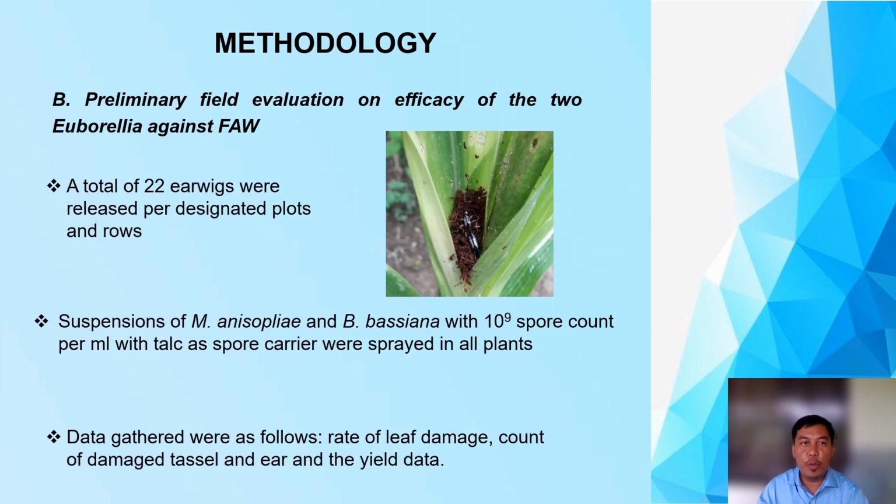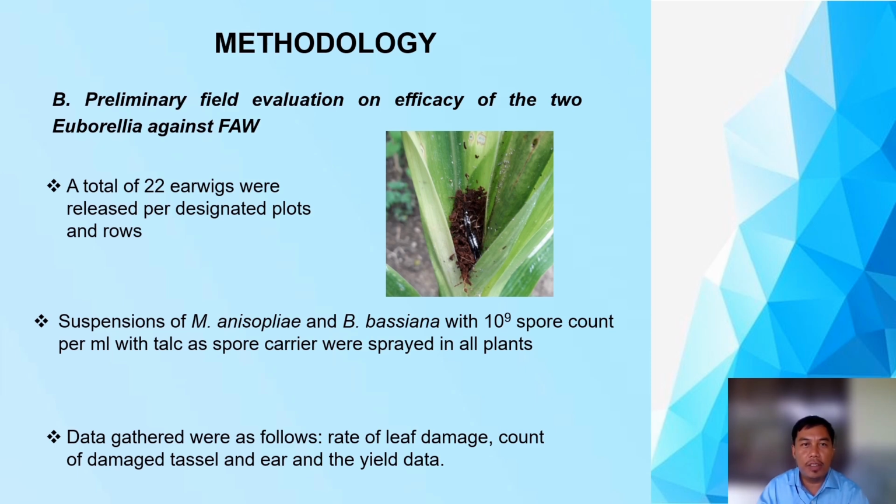A total of 22 earwigs were released per designated plots and rows, put singly in the whorl together with a little amount of wet coconut pith. Suspensions of M. anisopliae and B. bassiana with 10 to the 9 spore count per ml with talc as spore carrier were sprayed in all plants in the designated plots following the conventional manner, and the excess suspension was properly disposed.